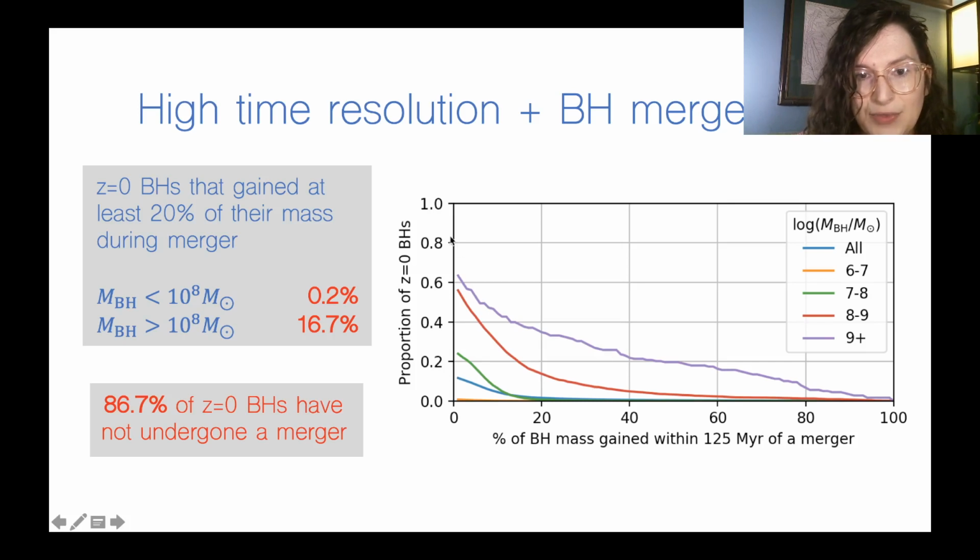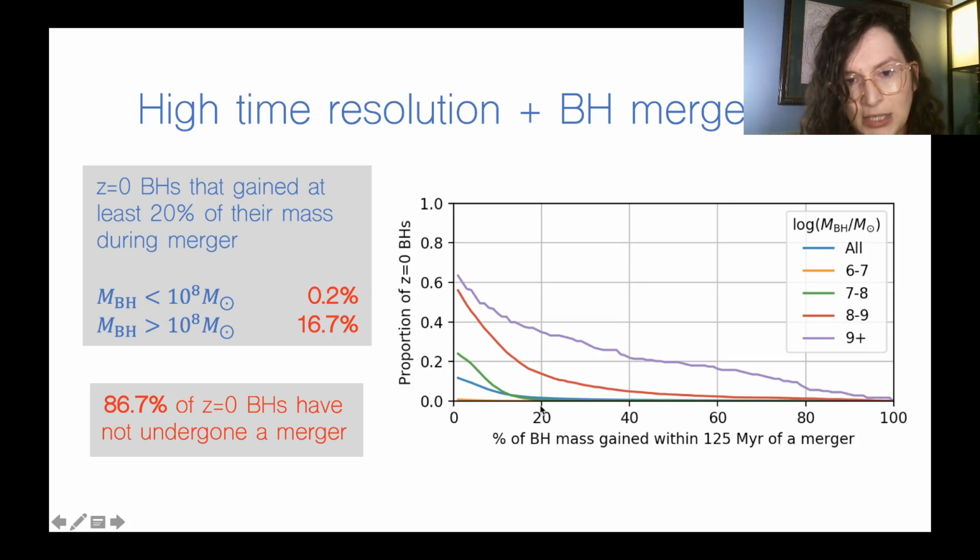And this plot here is just one example. This is a preliminary result, ongoing right now. We have the proportion of Z0, redshift 0 black holes and the percentage of mass gained within 125 megayears of merger. And we bin these up according to black hole mass. And what we see is if we look at low mass black holes, so less than 10 to the 8th solar masses, we see that only 0.2% of those black holes gain at least 20%.